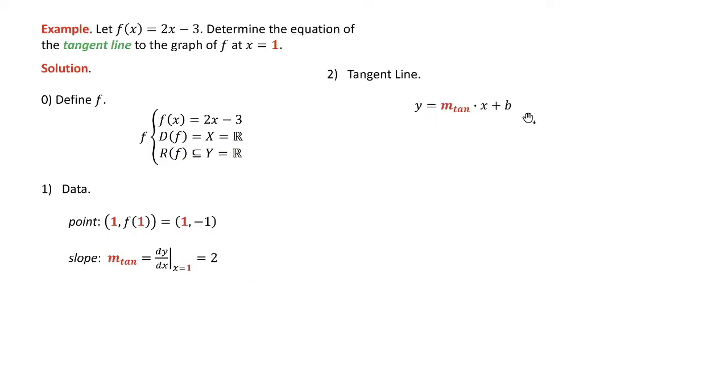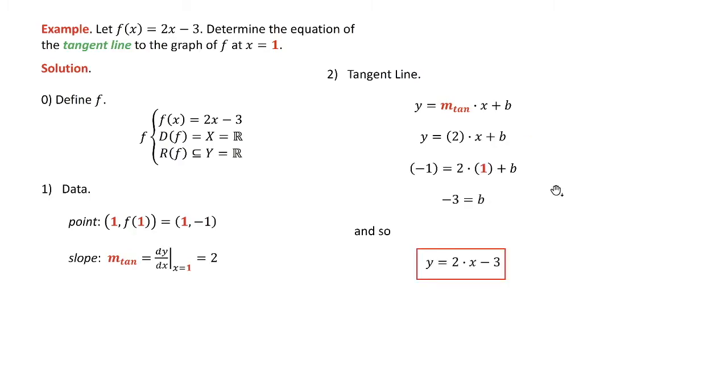Tangent line, y equals mx plus b. I don't need point-slope, it's no better. y equals mx plus b. Plug in your slope, 2. Plug in your x, y data: x is 1, y is minus 1. Solve for b. And there's the equation of your tangent line. Notice it's the same as the original, because the original function is linear.